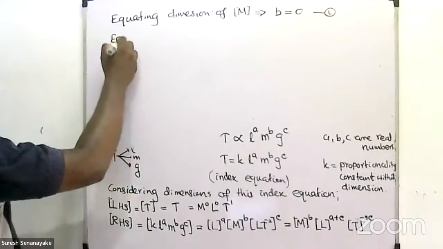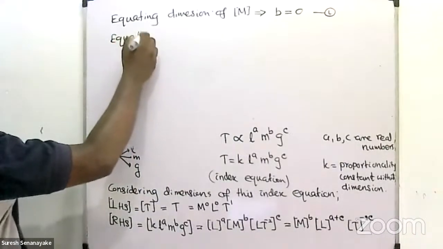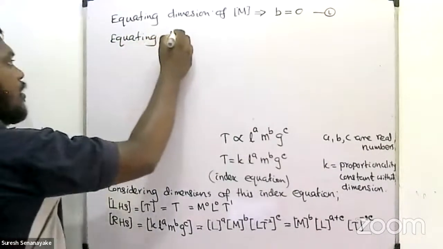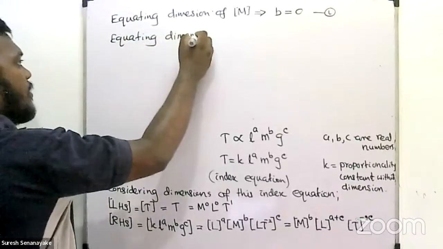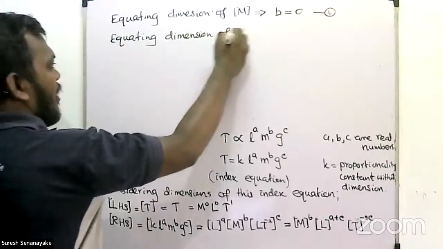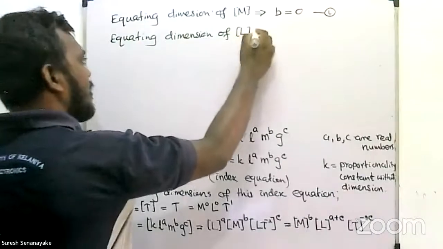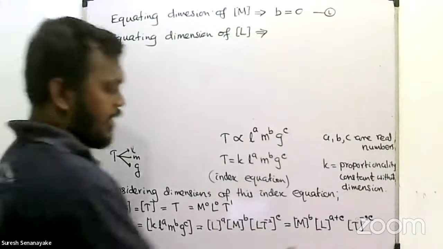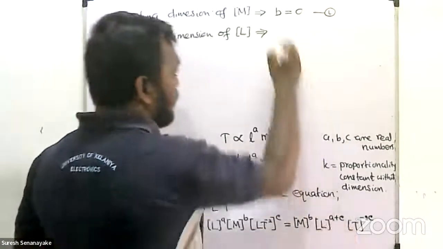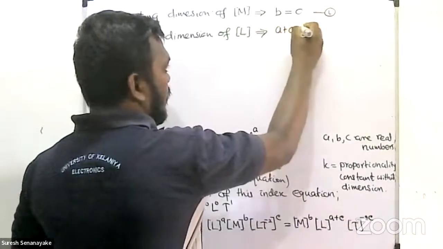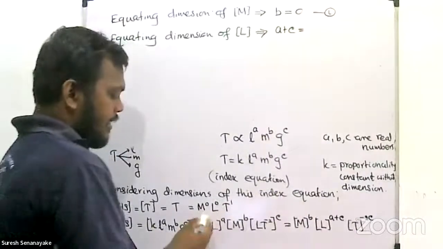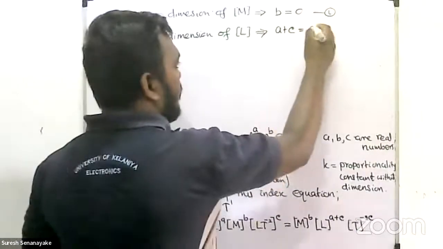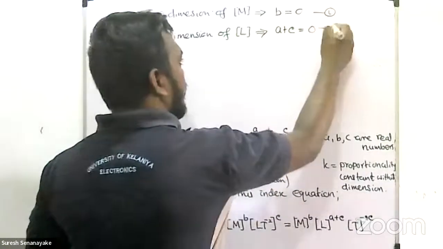And then equating dimension of L, length, right? Here the length dimension is A plus C. And on the other side, right hand side, its dimension is 0. So A plus C equals 0. That's the second equation.